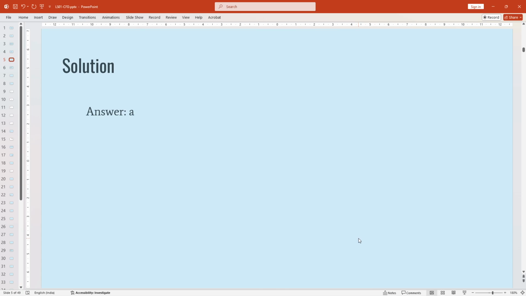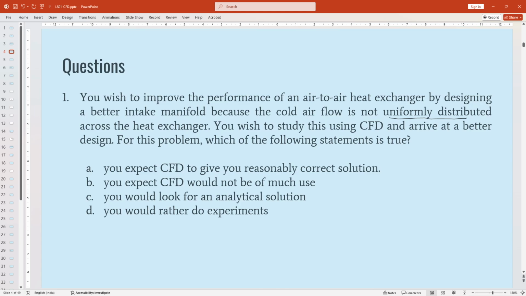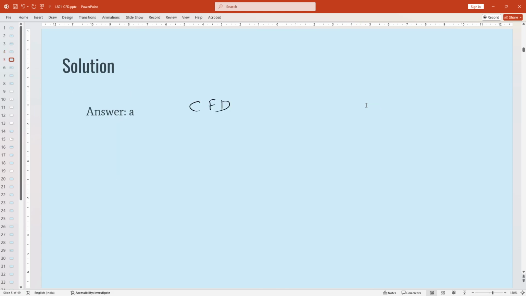So let me give you a broad overview of what CFD, computational fluid dynamics, is. In this problem, there is a heat exchanger, and you wanted to improve its performance, but you want to find the distribution of air across the heat exchanger. So this is your actual problem. In CFD also, first there is a problem or some physics. This physics we are trying to solve using the CFD method.